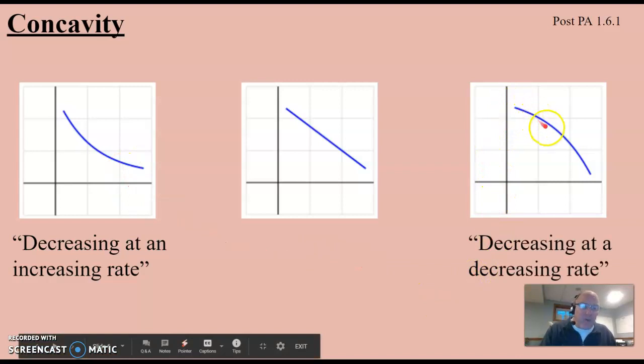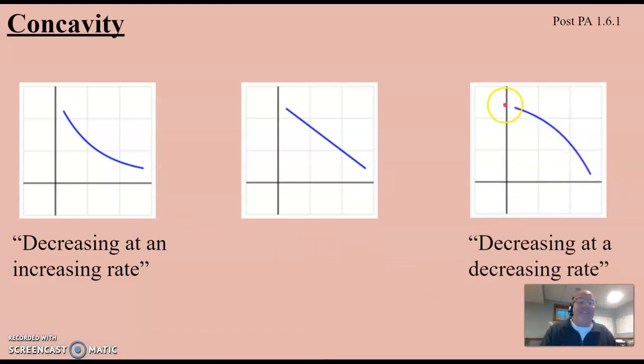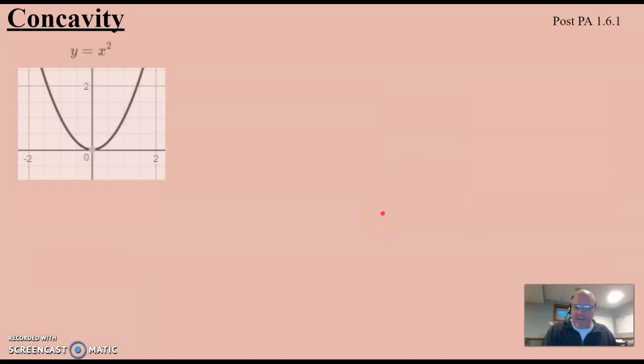This function right here would be decreasing, but this is decreasing at a decreasing rate. Again, the slope of a tangent line right here might be like -1, but the slope of a tangent line down here is going to be like -10. I'm making these numbers up, but you get the idea. So because it goes from -1 to -10, it's decreasing at a decreasing rate.